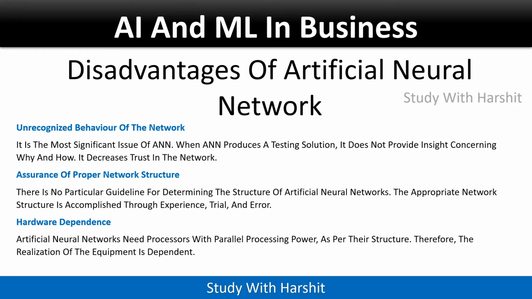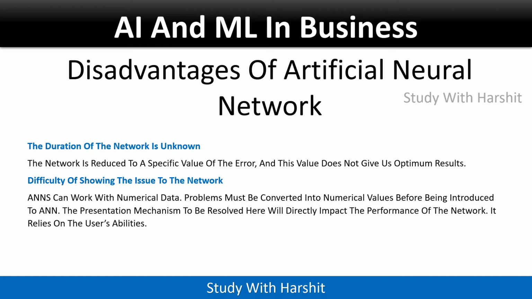Assurance of proper network structure. There is no particular guideline for determining the structure of artificial neural network. The appropriate network structure is accomplished through experience, trial and error. Hardware dependence. Artificial neural networks need processors with parallel processing power as per their structure. Therefore, the realization of the equipment is dependent. The duration of the network is unknown. The network is reduced to a specific value of the error, and this value does not give us the optimum result.